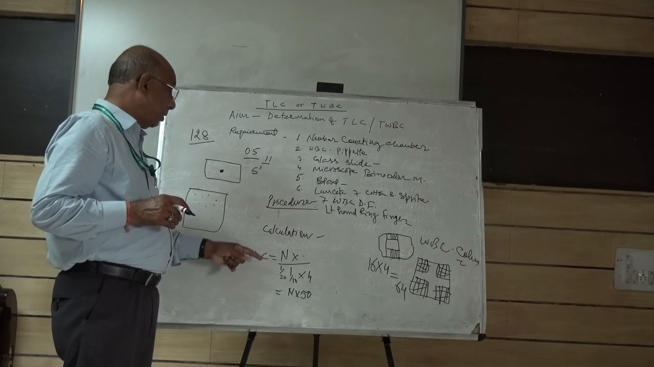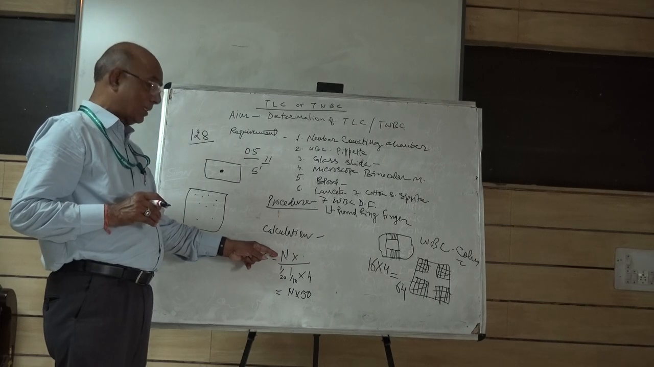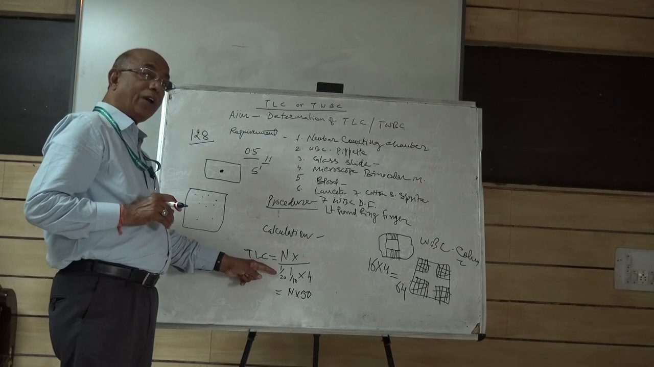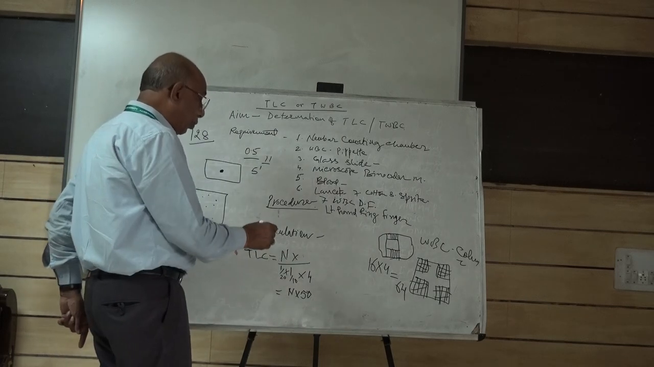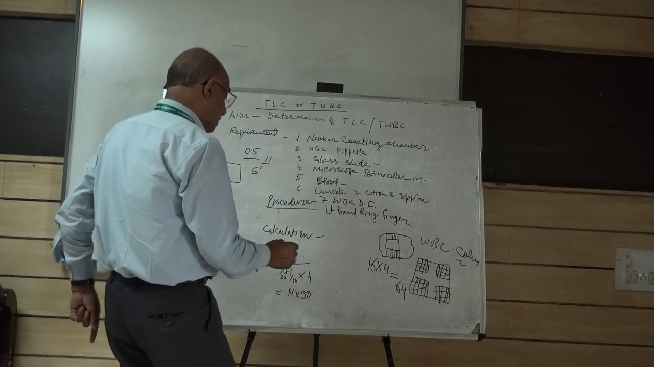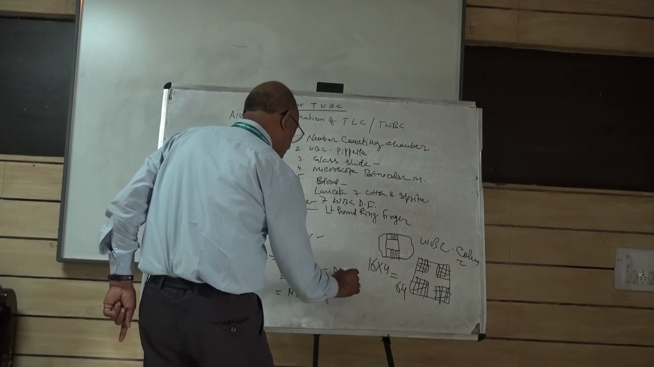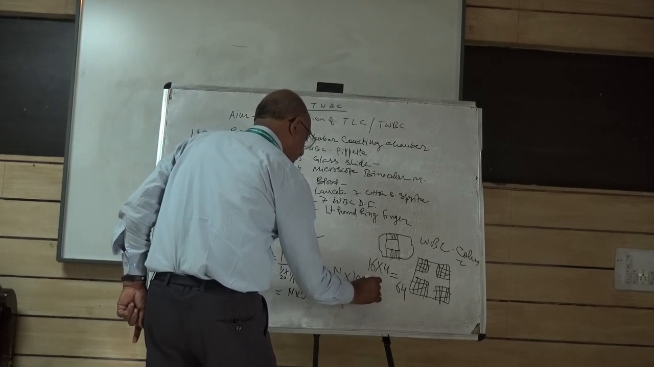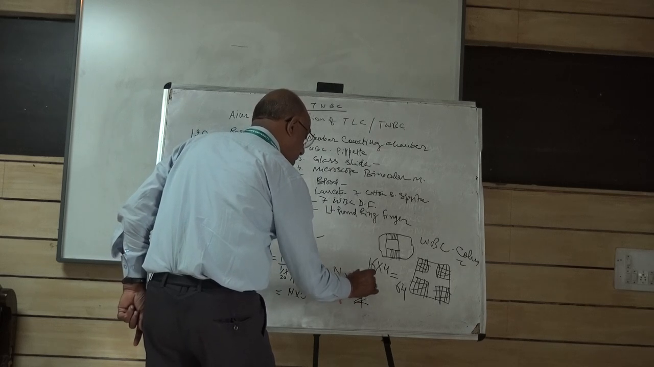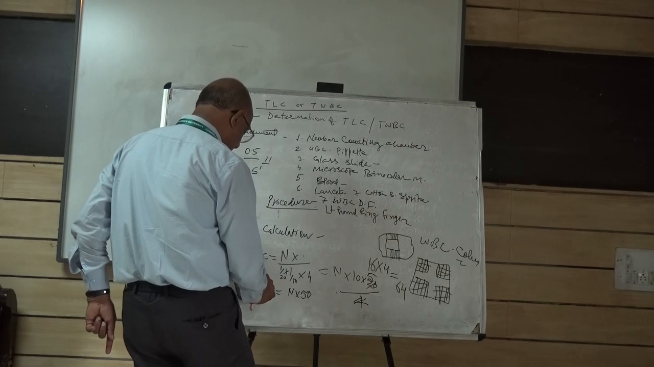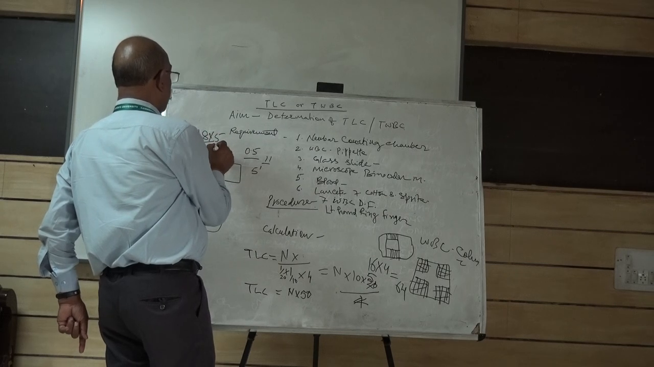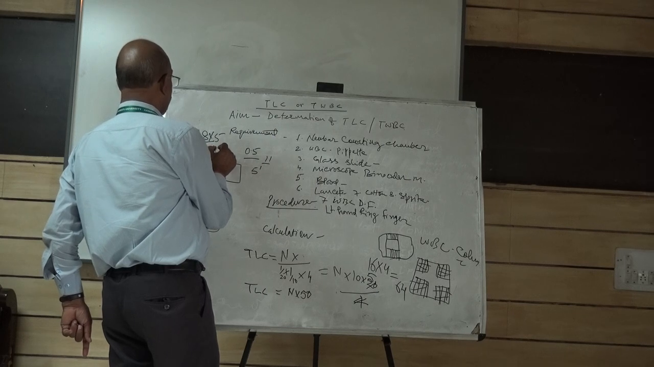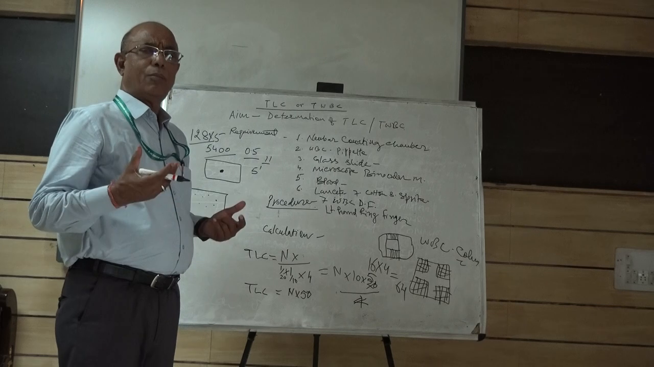TLC is equal to N divided by the dilution factor, 1 by 20, into 1 by 10, which is the depth factor, into area counted, which is 4, where N is the number of cells counted. Simplifying it, N into 10 into 20 divided by 4. So TLC is equal to N into 50. Say for example, 128 into 50, the total count of the WBC is 6,400.